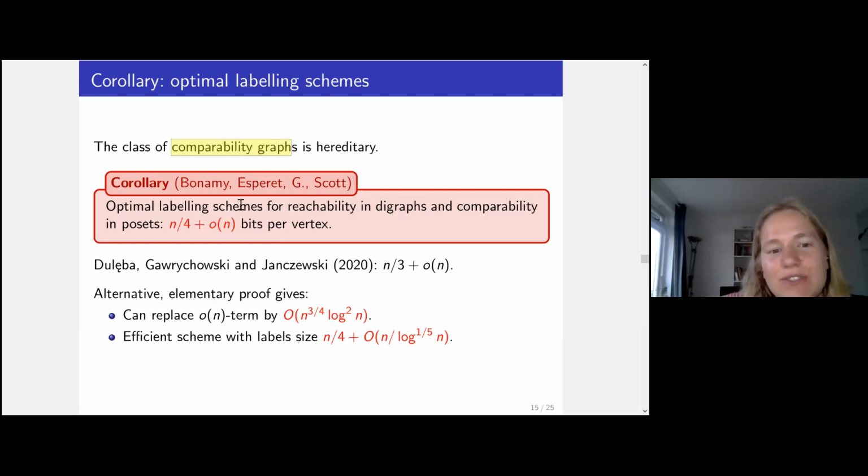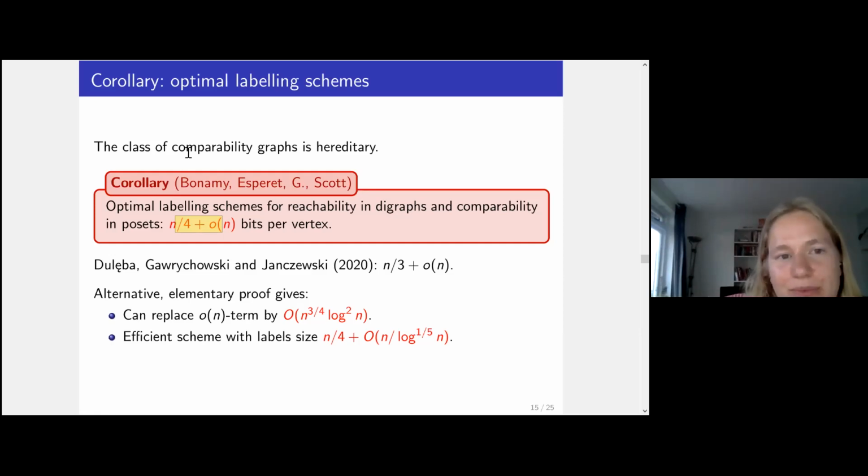The result that we wanted to improve was from a paper of Jakub Kozakowski and Jan Krcal, who got a bound of n over 3 plus o(n), and we wanted to improve this to the asymptotically best bound of n over 4 plus o(n) for reachability in digraphs. That means that we have a directed graph, and we have two vertices in there, and we want to know if there's a directed path from one to the other.